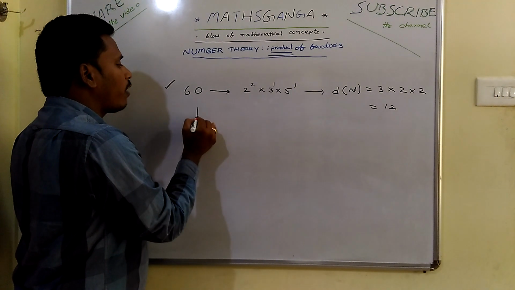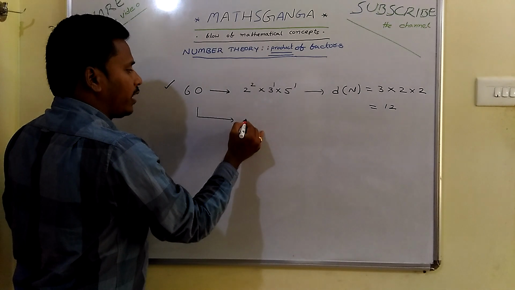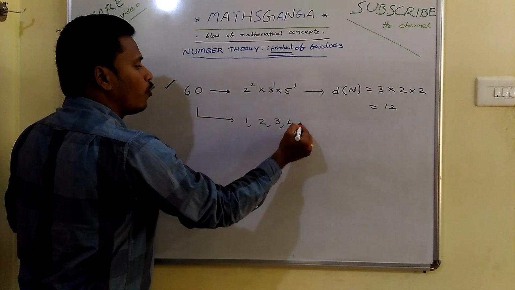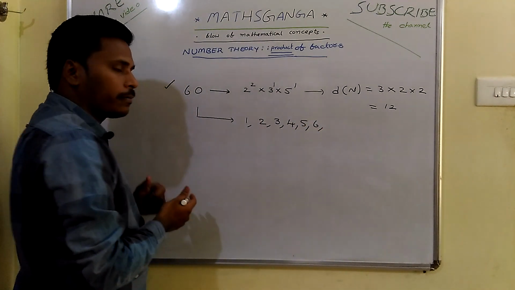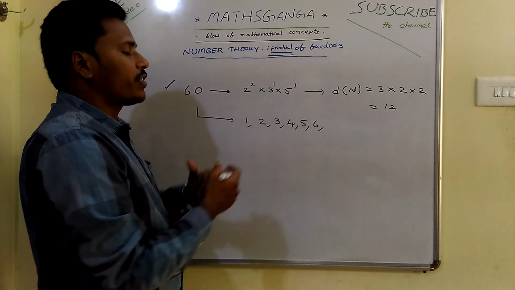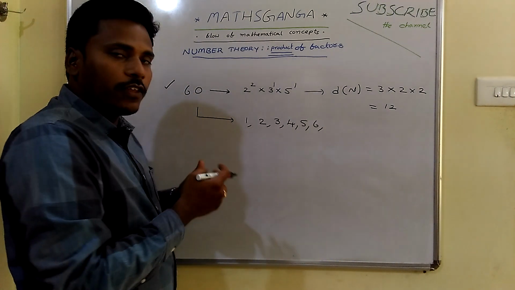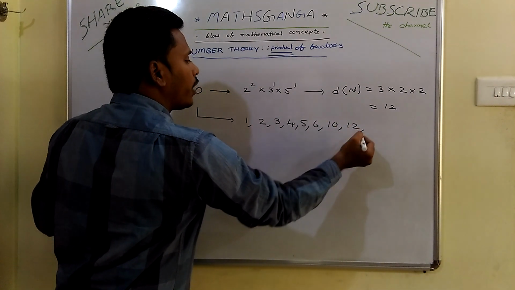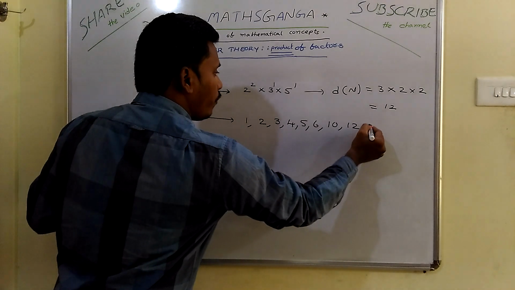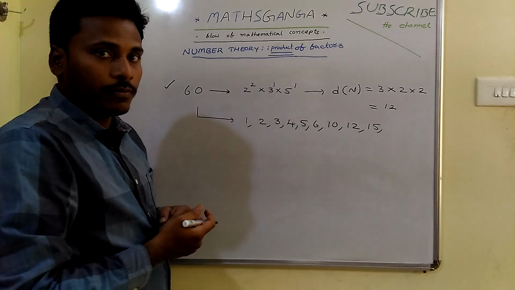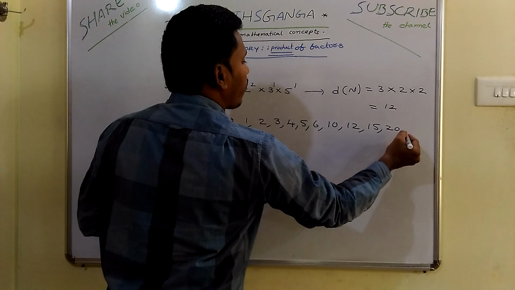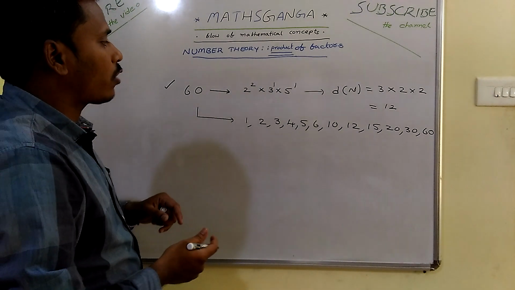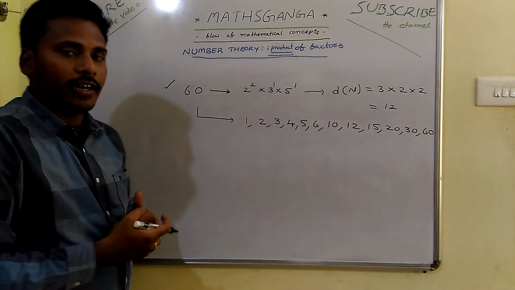If you list all the 12 factors of 60, the factors are like this. 1 is a factor, 2 is a factor, 3, 4, 5, 6. All these are factors of 60. Then 10 is a factor, 12 is a factor, 15 is a factor for the number 60, and then 20 is a factor, 30 is a factor, 60 is a factor. If you count, there are totally 12 factors.